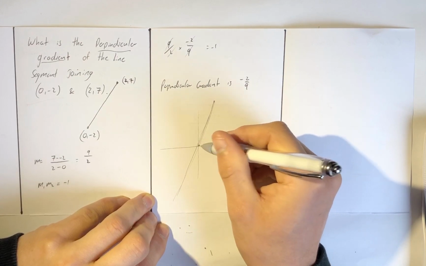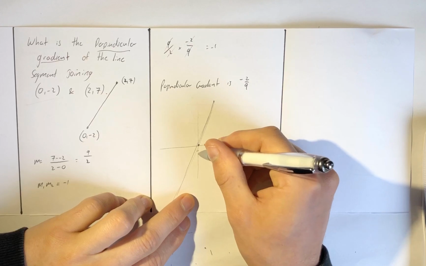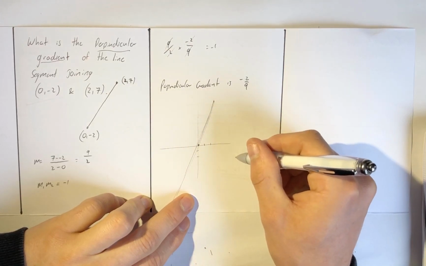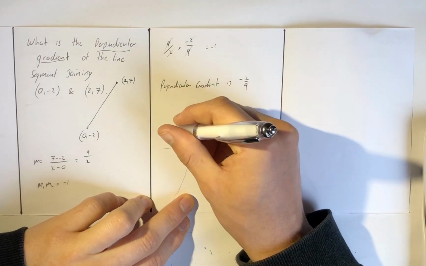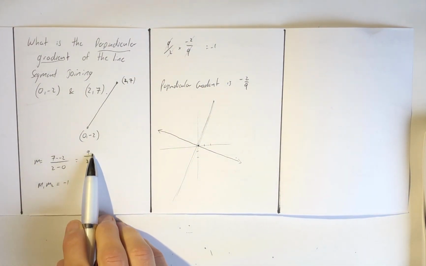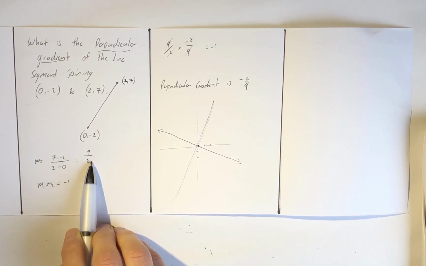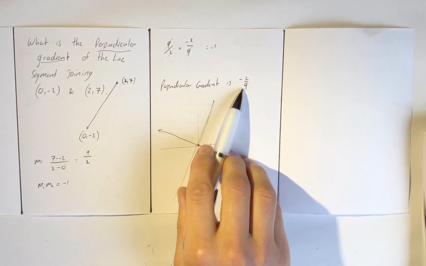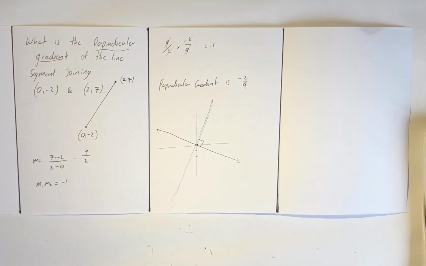And so let's have a look at what happens when we go down 2 across 9. So down 2 and then across 9. And so it's looking like that. So just think of it as the opposite gradient. So instead of up 9 across 2, think about going down 2 across 9. And that will give you your perpendicular gradient.